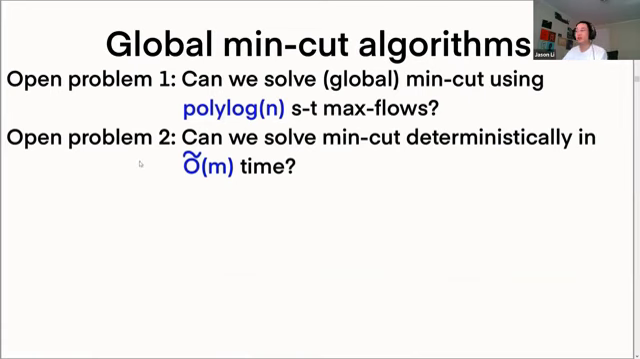Can we solve min cut deterministically in a faster running time, ideally near linear? And also, less about running time, a more conceptual problem: can we solve global min cut in just polylog ST max flows, plus some very basic near linear time preprocessing?